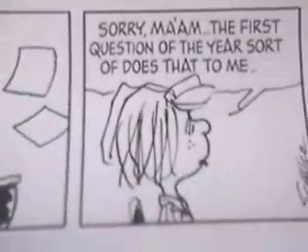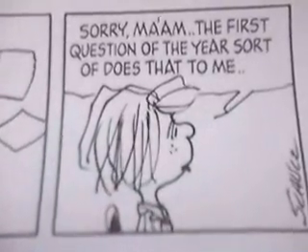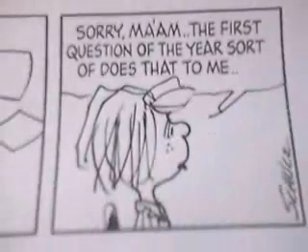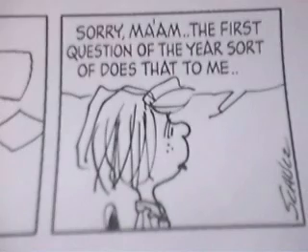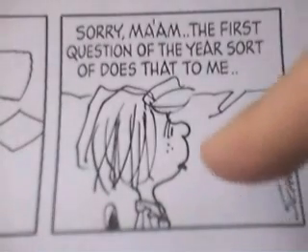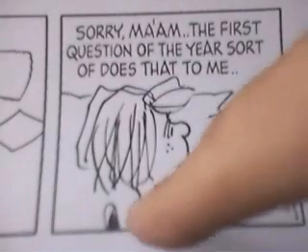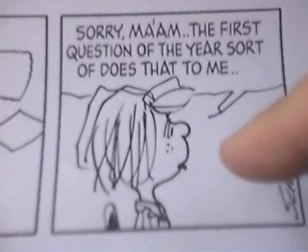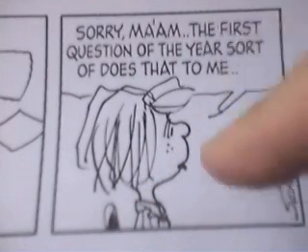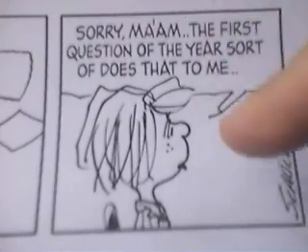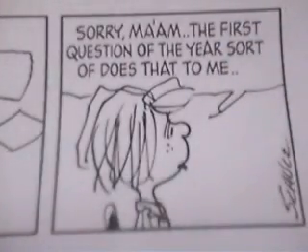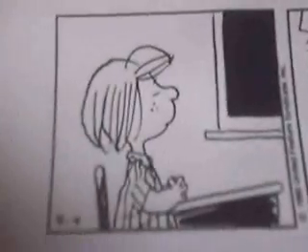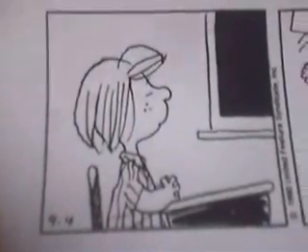And then we have the final piece, the punchline. "Sorry, Mom, the first question of the year sort of does that to me." And she's back in her seat, we gather. That bit is the seat again. And of course the punchline is also visual. It's the contrast between what she looks like now, a mess, and what she looked like before, nicely composed.